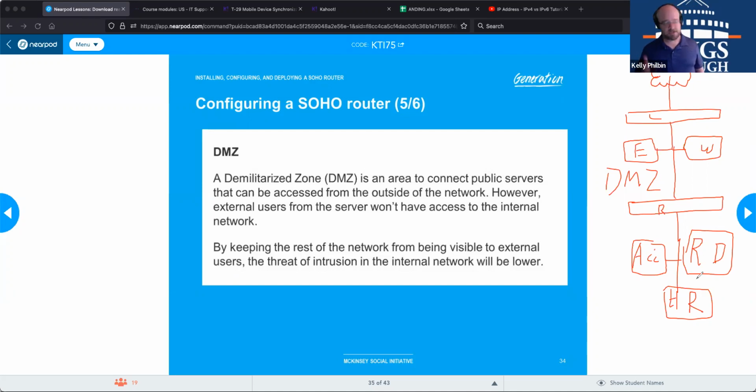This is a similar premise to what you'll have at home. And they do let you have options where you can take specific devices and put them in the DMZ. So you'll see that as an option on your router.